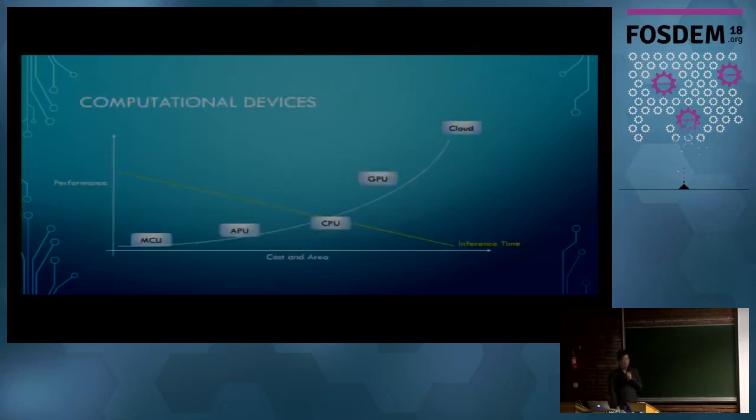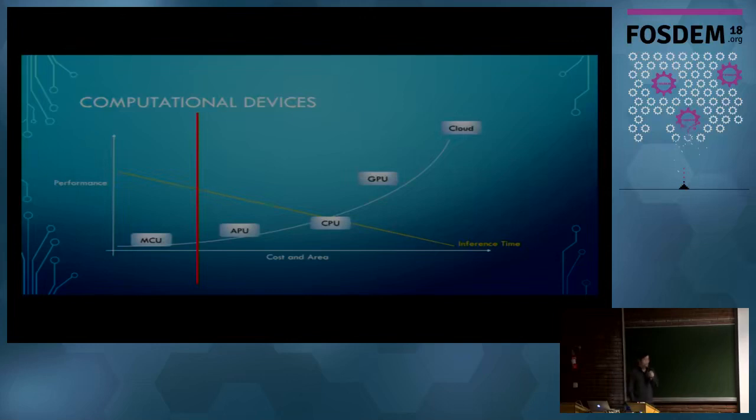Let's talk about why we are doing this in the first place. Right, so this is a graph. I sort of have everything organized, not to scale. This is how I have things organized in my head. On the horizontal axis here, we have the cost and area. If you look at different platforms here, you have cloud, GPU, CPU, application processing unit. If you go toward that direction, toward cloud, it's more costly. But at the same time, on the vertical axis, you will have more performance.